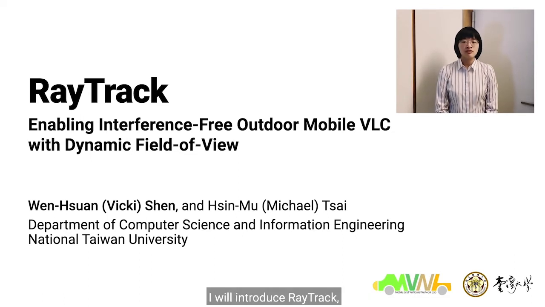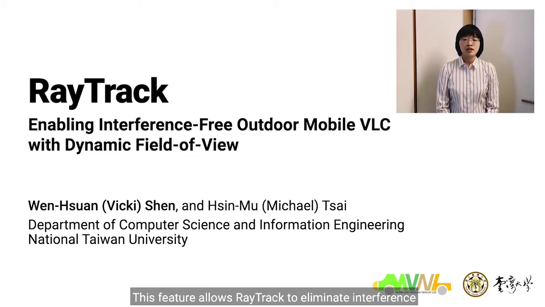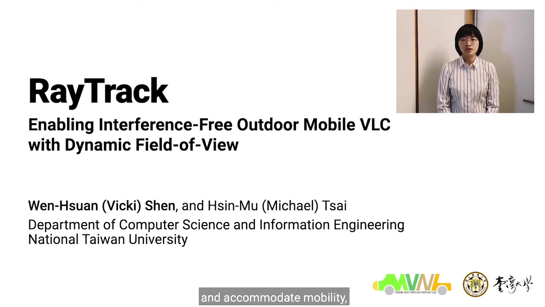In this talk, I will introduce RayTrack, a visible light communication system with dynamic field of view. This feature allows RayTrack to eliminate interference and accommodate mobility, making it a perfect choice for outdoor mobile applications such as vehicular communications.